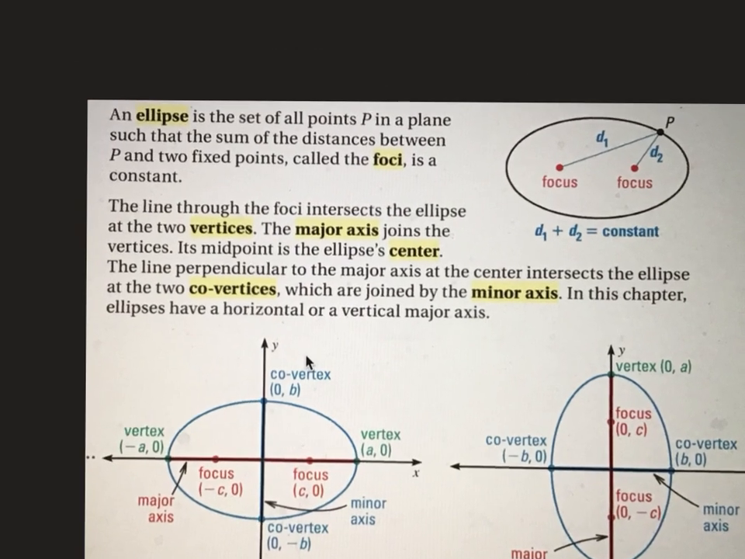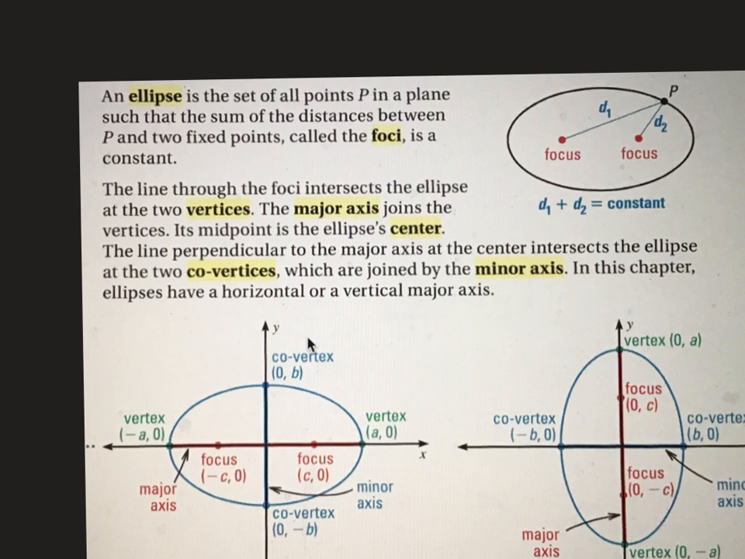An ellipse, first of all, is the set of all points in a plane such that if you add the distances between two fixed points called the foci, it's one of my favorite math words, foci, it's plural for focus. There's two foci in an ellipse, and if you take a point on the ellipse and measure that distance and that distance, the sum is always the same. So that's what makes it an ellipse.